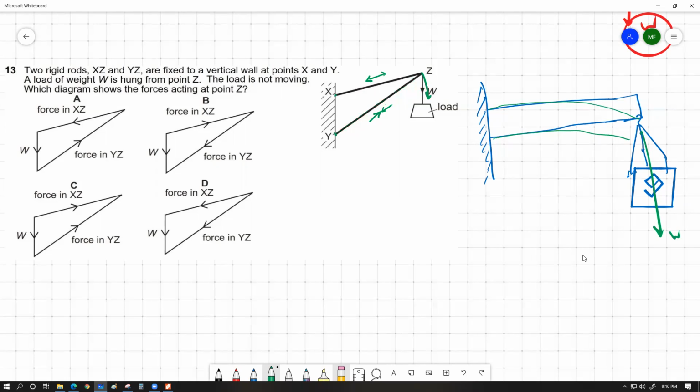So what I'm trying to ask you, let me clear up the figure. If we remove YZ and the load starts to pull down the point Z like that, taking this point as the center of an arc of radius XZ, what should happen to the YZ length?